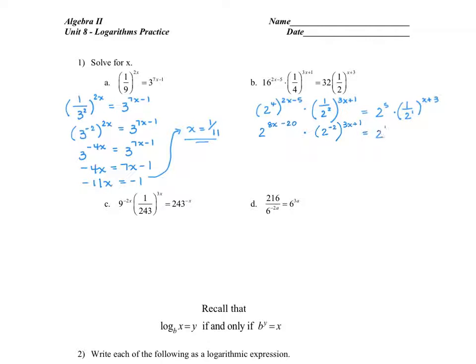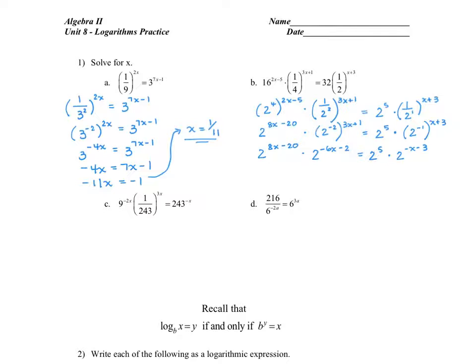2 to the 5th stays, and again I need to get the 2 out of the denominator, so I'll give it a negative exponent and change its location. Here I'll keep my 2 to the 8x minus 20. Here I'll use my power to a power rule, and I'll get 2 to the negative 6x minus 2. I'll keep the 2 to the 5th and use my power to a power rule again and get 2 to the negative x minus 3.